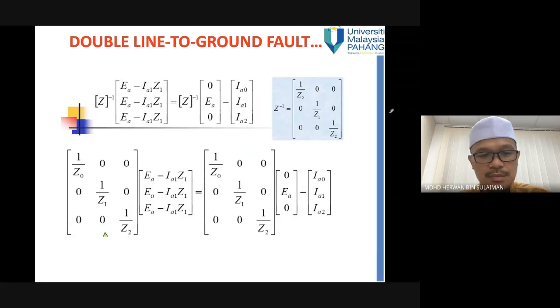So you can do the expansion of this matrix by yourself. Basically your Z inverse is 1 over Z0, 1 over Z1, 1 over Z2. So this one is 3 by 3 times 3 by 1, so the output becomes 3 by 1, right? Remember, your matrix is 3 by 1.